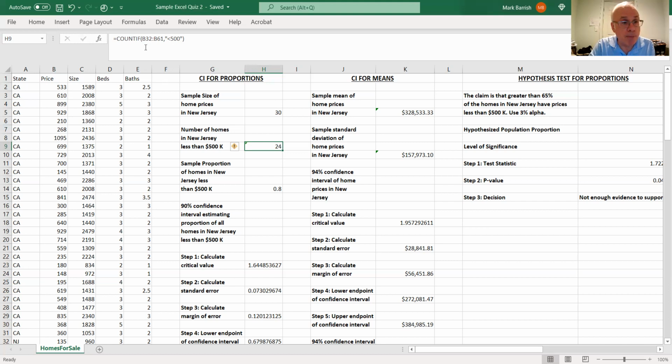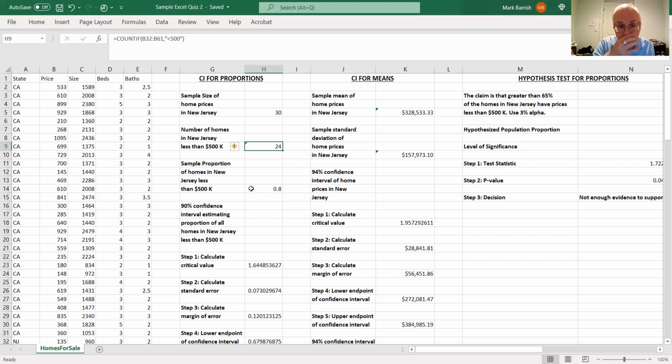And so, but I'm only counting ones with less than 500 or 500,000. And I put that in quotes also, and Excel knows to check the values in B32 to B61, where the New Jersey prices are, and check for the ones that are less than 500, and we'll count those, and there's 24. Again, please do not put 24 in, you'll get 0 for that. You must use the function.